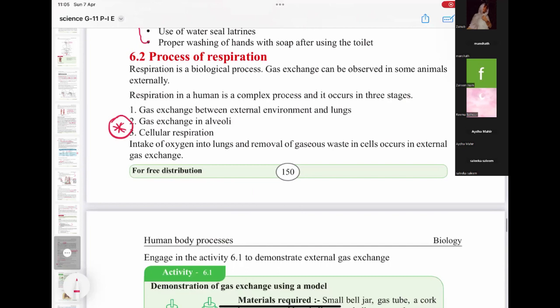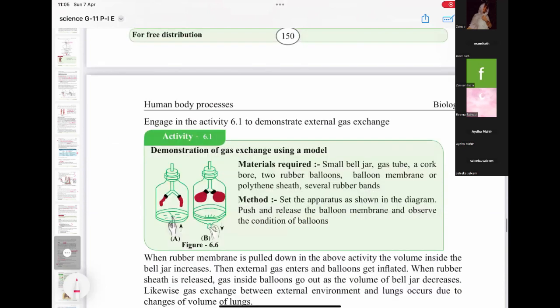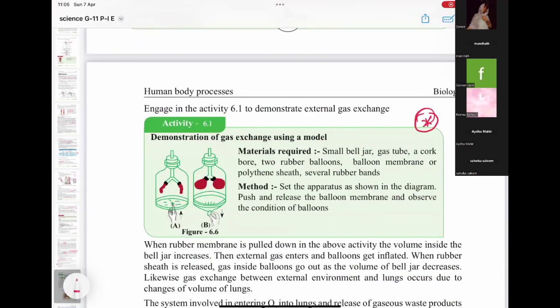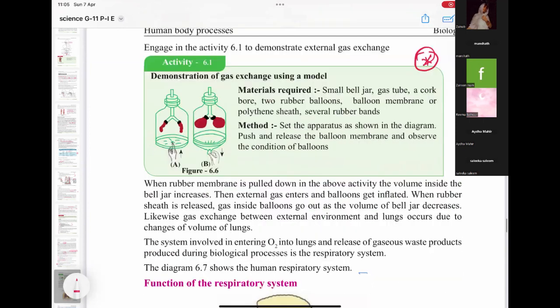This is an activity you had in grade 7 also. If I'm correct, it should be grade 7 or 8. Okay, so I'm skipping it, but you all go through it later.